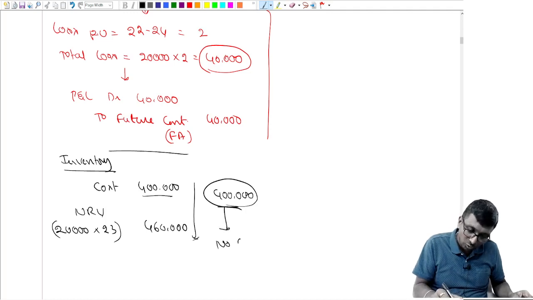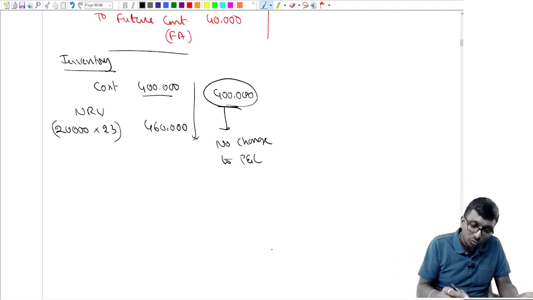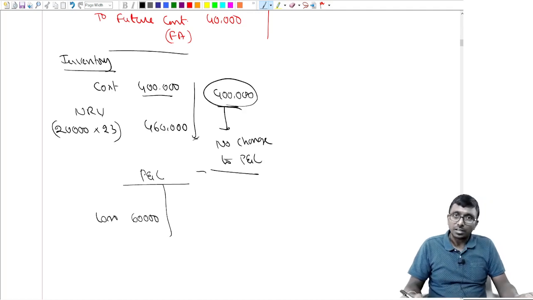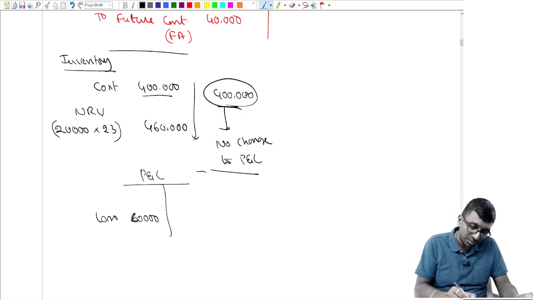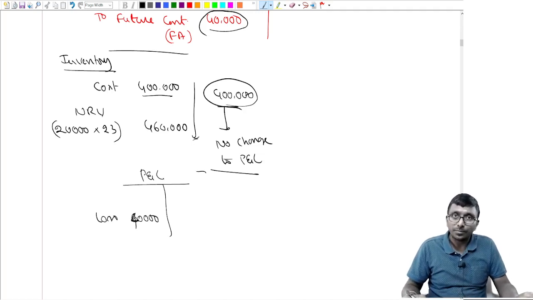So with respect to this, will there be any charge to profit and loss? There is no charge to profit and loss. But what does it actually show? It shows in the profit and loss a loss of 60,000. Correct? Sorry, not a loss of 60, this is a loss of 40,000.